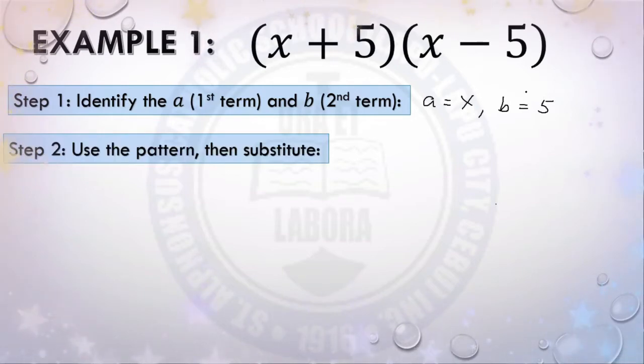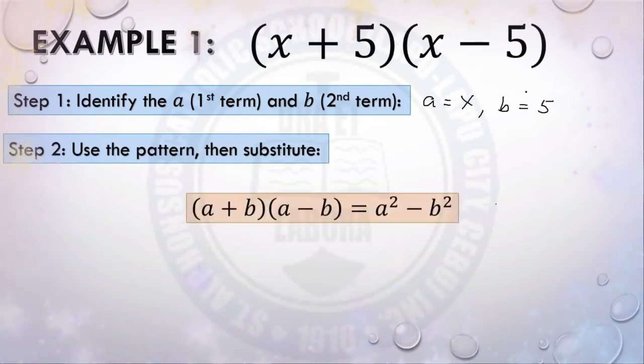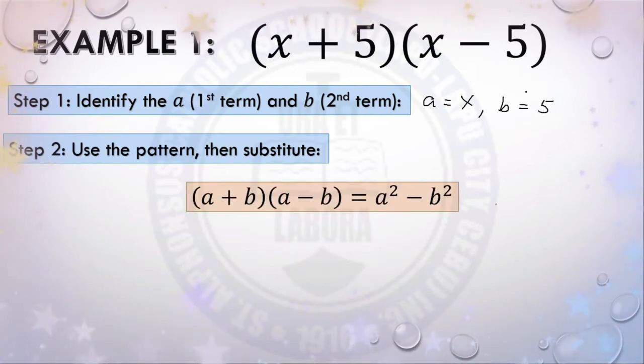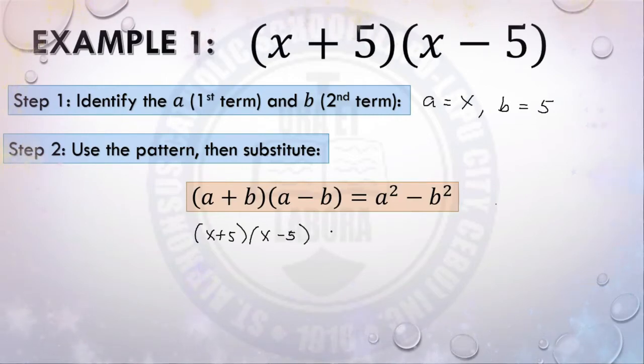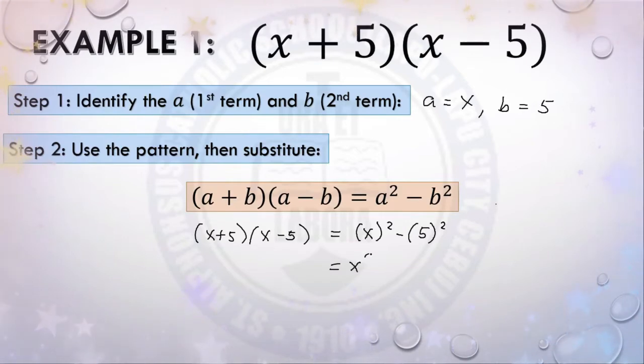Use the pattern, then substitute. The pattern is a squared minus b squared. So, if the given is x plus 5 and x minus 5, we will just substitute x to a and 5 to b. Then simplify. It will become x squared minus 25, as easy as that. And always box your final answer.